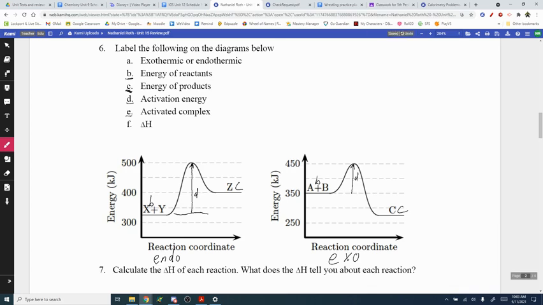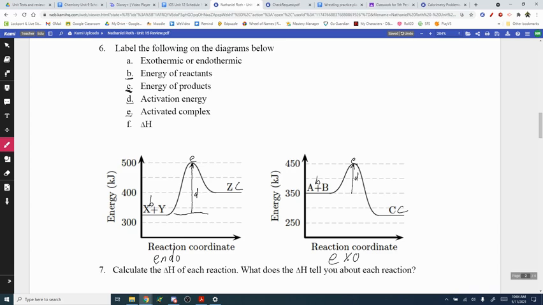Next is the activated complex. So the activated complex is just the spot right at the top of the hump. Okay, that is when the reactants kind of start melding together and start producing the products, but they haven't quite gotten there yet. It's like the interim between reactants and products. It's right at the top of the activation energy.